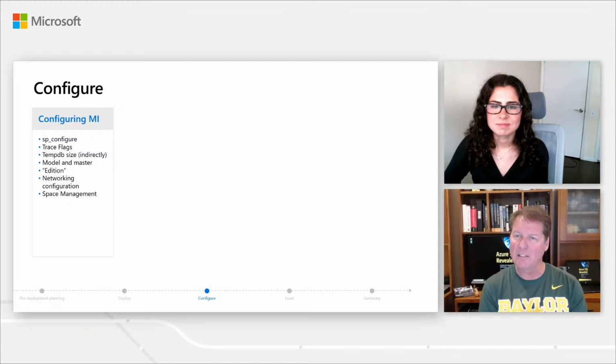And this is a surprising thing to a lot of people, but you can actually configure model and master. It is a system database in a SQL instance. You can go put objects in model, and new databases will pick that up if you need to. Now, the edition of SQL Server, I kind of alluded to that already. You don't pick an edition for managed instance. You pick your service tier. And again, most functionality and features are going to be consistent across general purpose and business critical for managed instance. There are a few small differences there, and we document what that looks like.